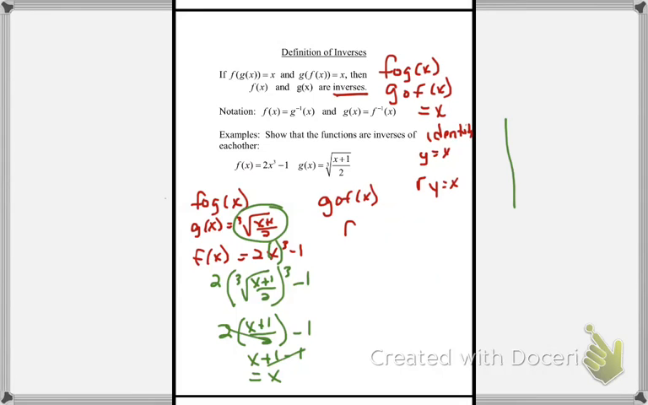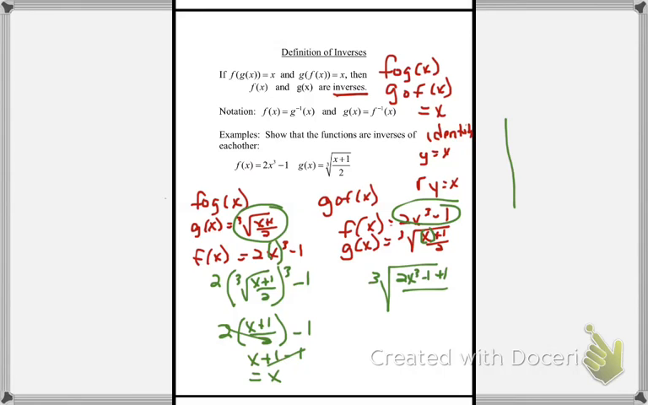Now the other way, we're going to take the f of x, and we're going to substitute it into the g of x. Substitute this whole equation into this x. So you're going to get the cube root of 2x cubed minus 1 plus 1 over 2. The 1's cancel out, the 2's cancel out, and the cube root of x cubed is equal to x. When both of these are the same and they're both the identity, we know that the original functions f of x and g of x are inverses of each other.